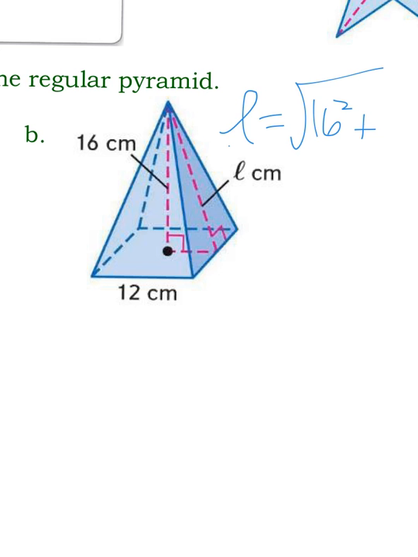Well, actually, it's not going to be 12 squared. It's going to be 6 squared, because 12 is the entire length of the base. So if that's going right into the middle, that's going to be 6. This will be 6. The whole thing will be 12. So I have 6, 16, and then you don't know. So the square root of 16 squared plus 6 squared is approximately 17.09. Okay, now I know my slant height.